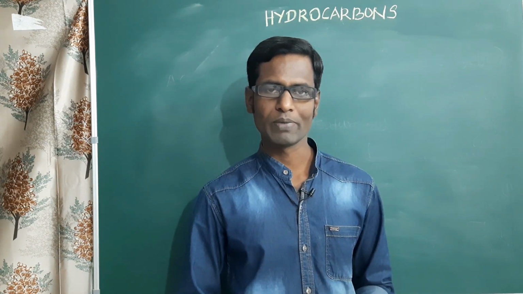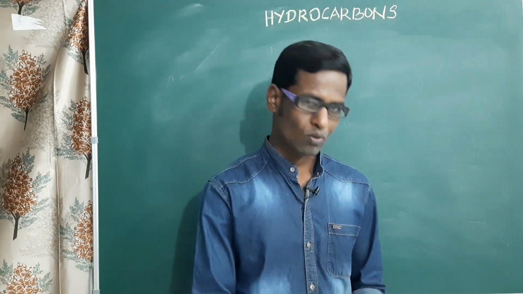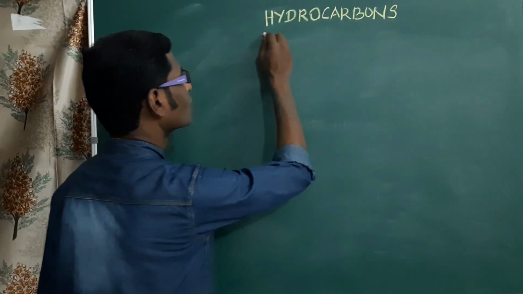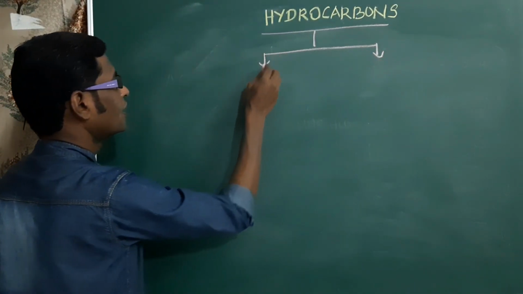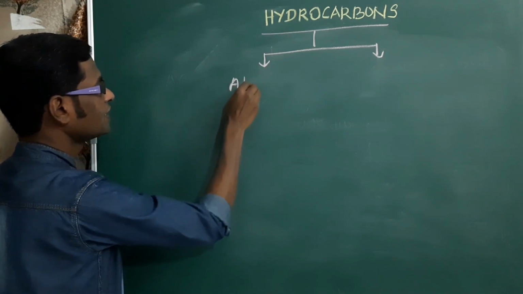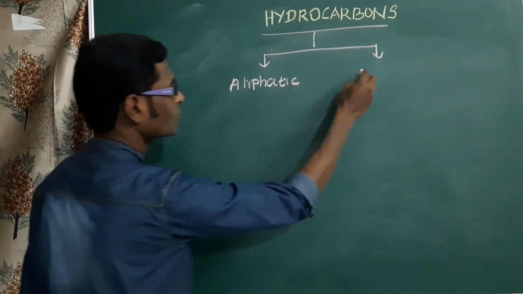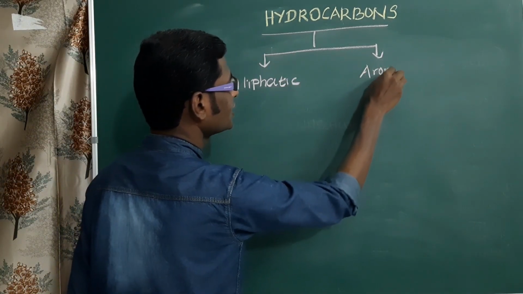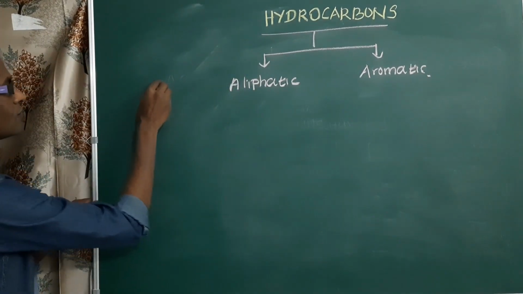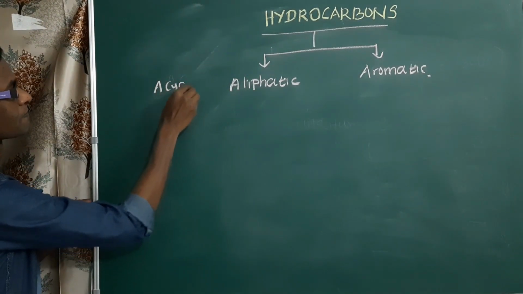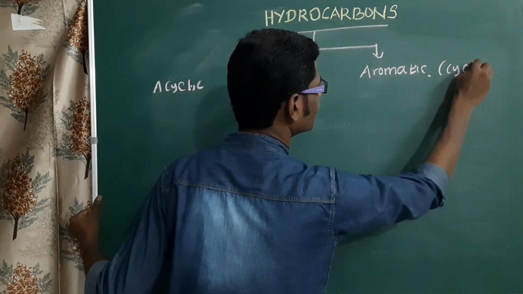Hydrocarbons can be classified into two major categories. One is aliphatic, another one is aromatic. Aliphatic are acyclic compounds. Another one will be aromatic or cyclic compounds. Acyclic. Aromatic will be cyclic, ring structure.